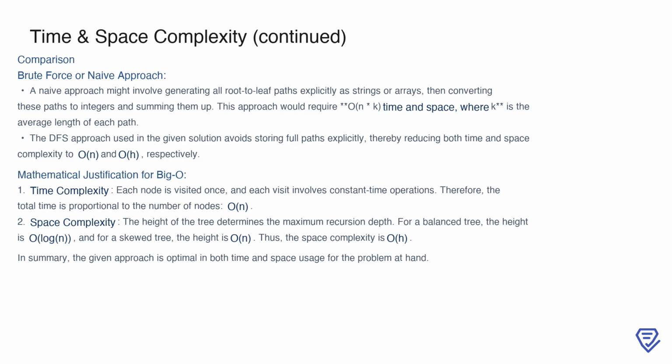In contrast, the DFS approach used in this solution avoids storing full paths, reducing both time and space complexity to O(n) and O(h), respectively. Mathematically, the time complexity remains O(n), because each node is visited once, and every visit involves constant time operations. The space complexity is determined by the recursion depth, which depends on the tree's height. For a balanced tree, the height is O(log n), and for a skewed tree, it is O(n). This makes the space complexity O(h). Overall, this algorithm achieves optimal performance in both time and space for solving the problem.